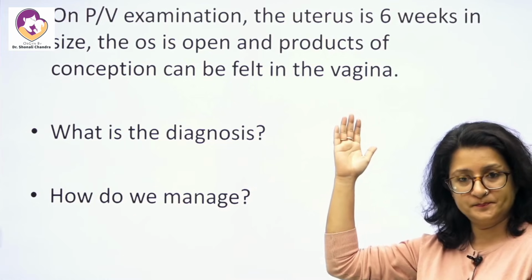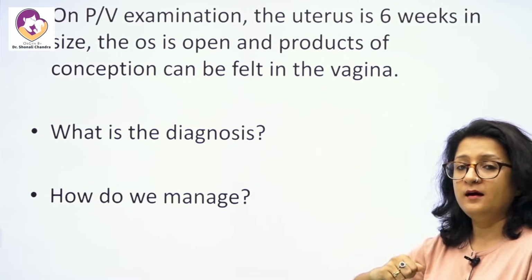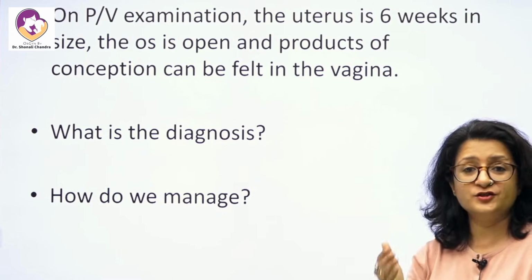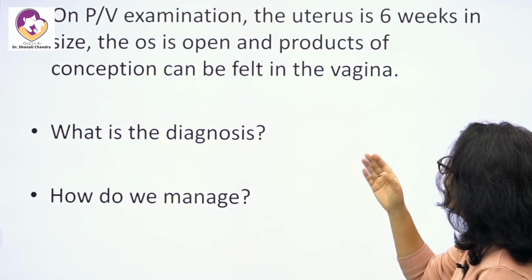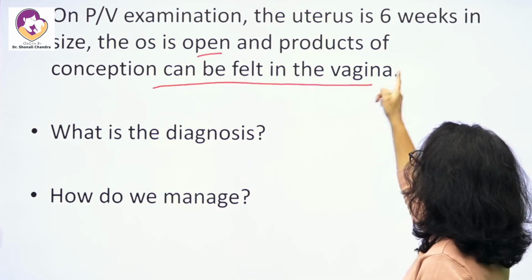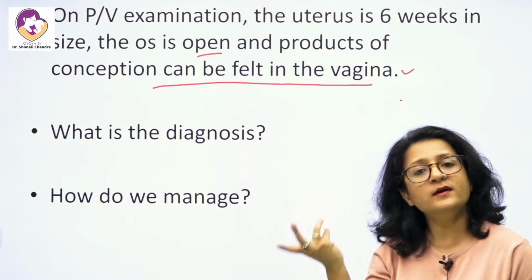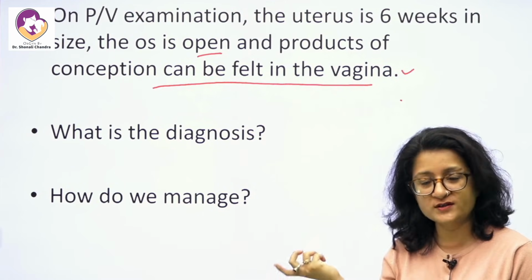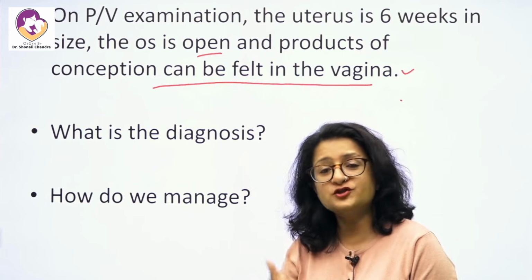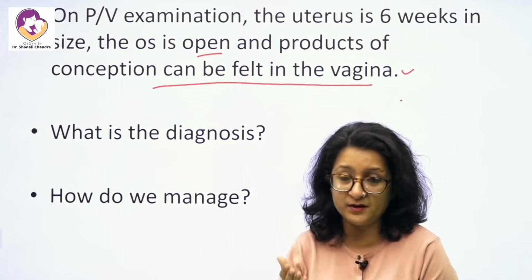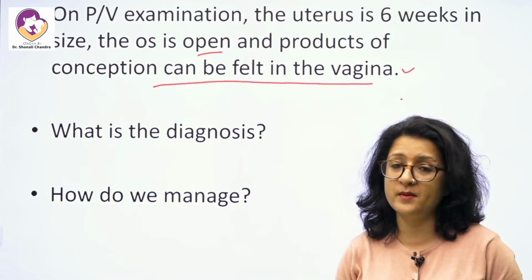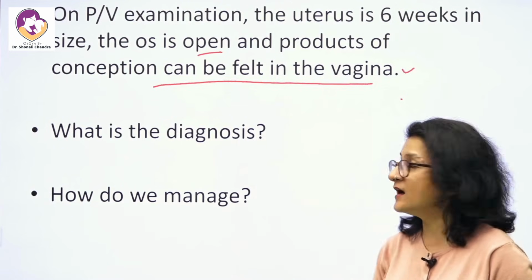So 3 months, that is about a 12 weeks period of amenorrhea, and on top of that the uterus is 6 weeks, so the size of the uterus is much less, the os is open, and the products of conception can be felt in the vagina. So now I don't need any ultrasound to confirm the diagnosis when the clinical examination is itself pretty evident. So do not skip clinical examinations, do not skip per-vaginal examinations when evaluating women in these clinical scenarios especially.